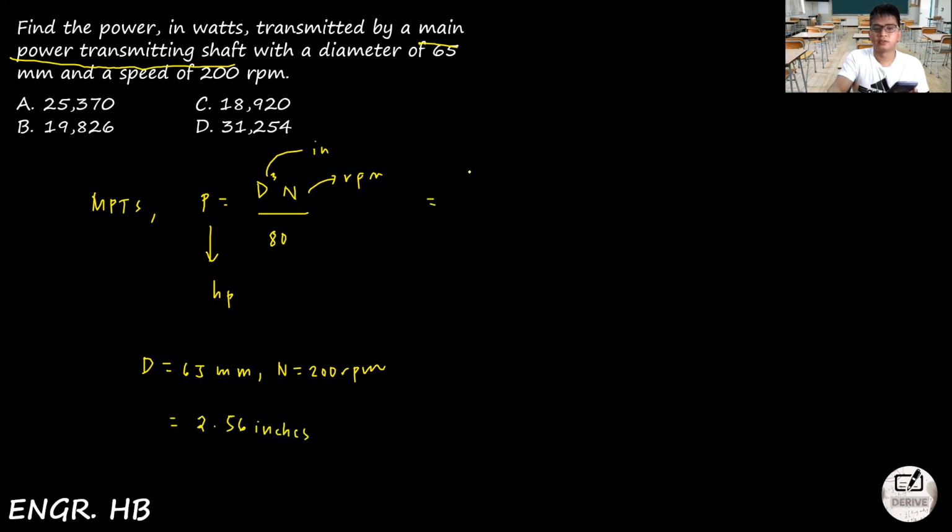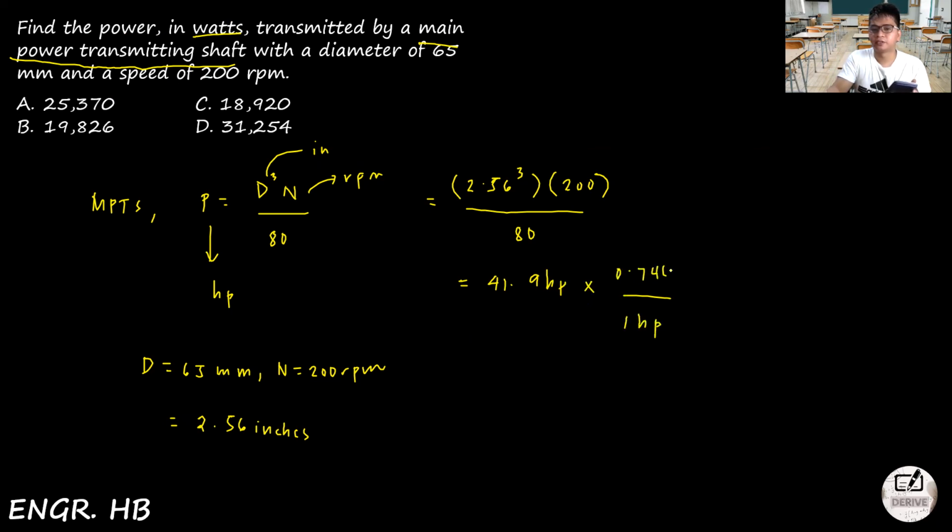So, ang power natin should be in horsepower. So, that was 2.56 cubed times speed, which is 200 RPM, divided by 80. So, ang answer natin is in horsepower. So, cube mo yung answer mo times 200 divided by 80. So, our answer is 41.9 horsepower. And syempre, ang hinahanap is in watts. I-convert muna natin yung horsepower into kilowatts. We all know that in 1 horsepower, we have 0.746 kilowatts, and in 1 kilowatt, we have 1,000 watts.